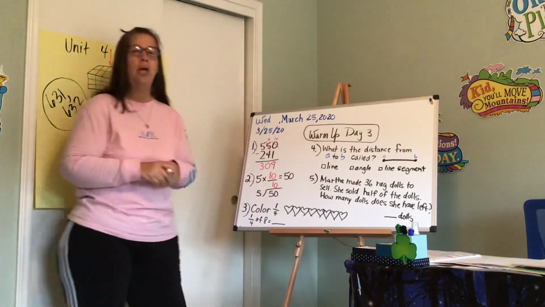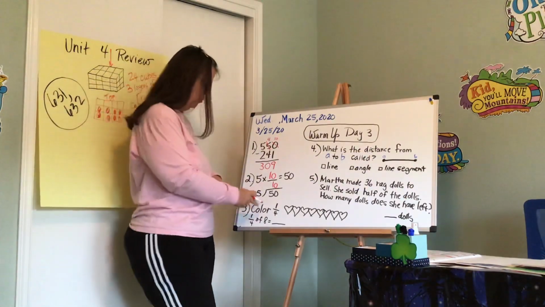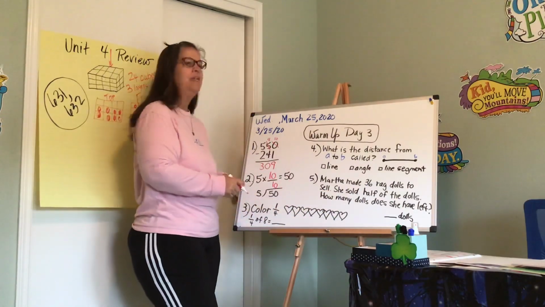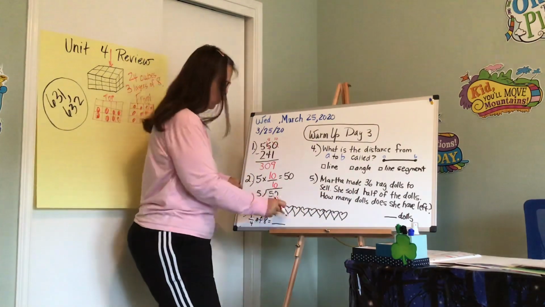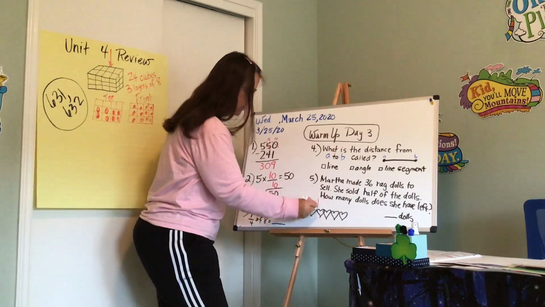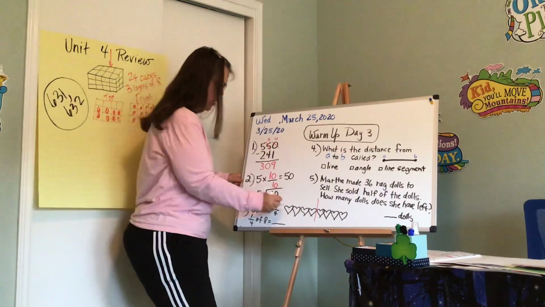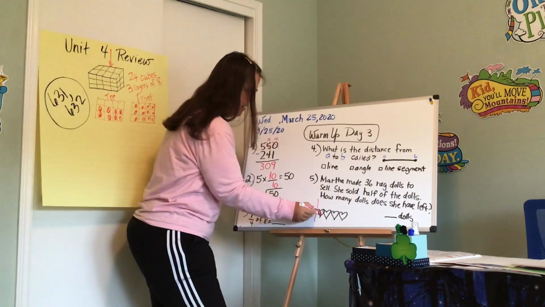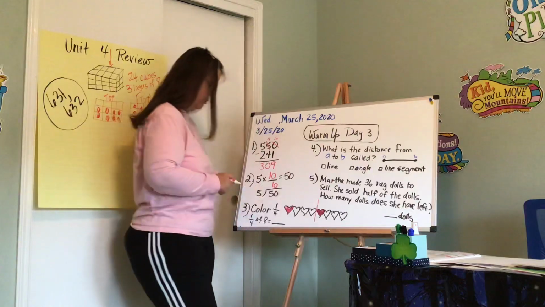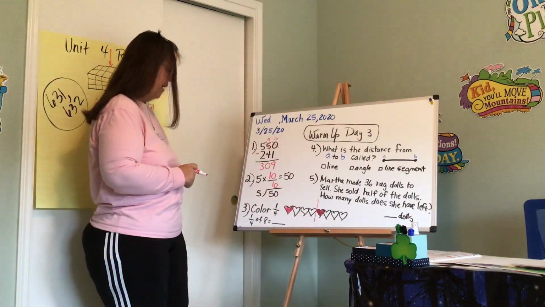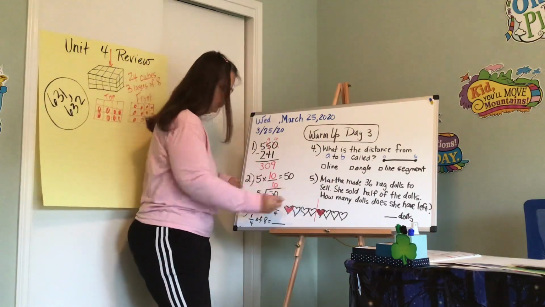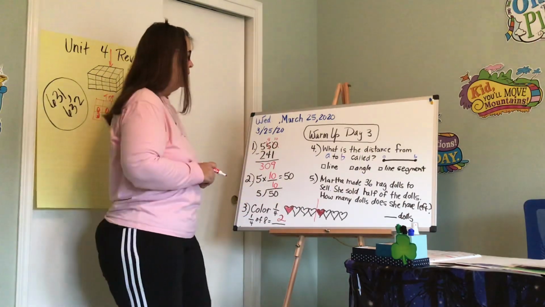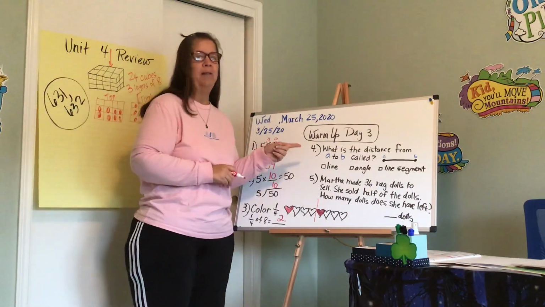Okay, on to our fraction. Color 1/4 of the hearts. So that means 1 out of every 4. 1, 2, 3, 4. I'm going to draw a line. So I have 2 groups of 4. So I'm going to color 1 of these and 1 of these. So 1/4 of 8 equals 2. 2 hearts. Very good.